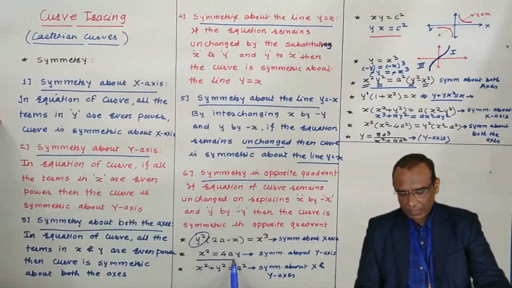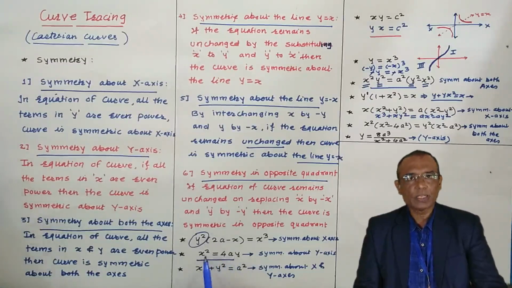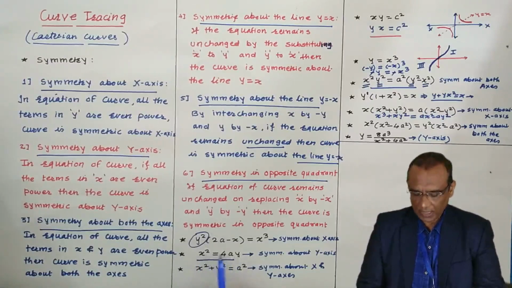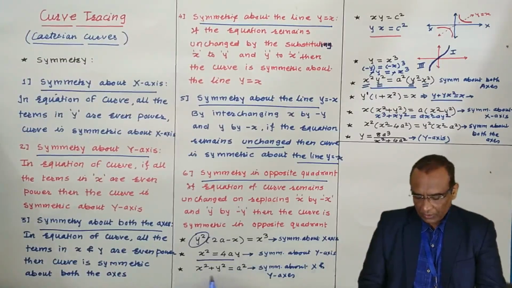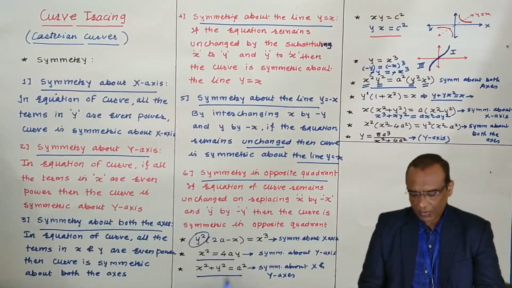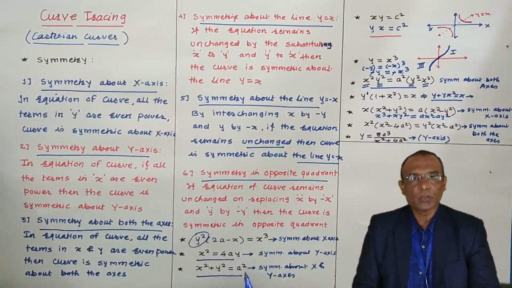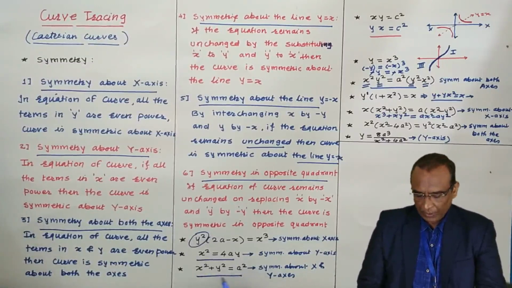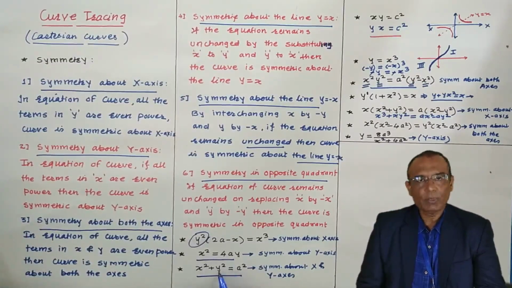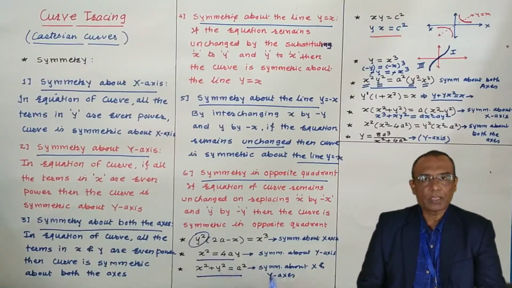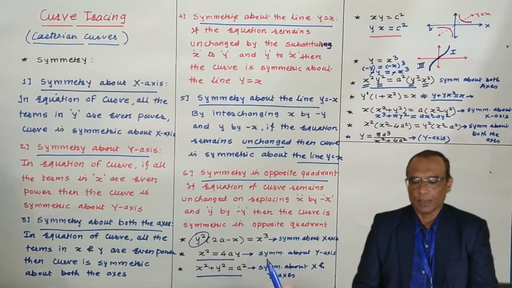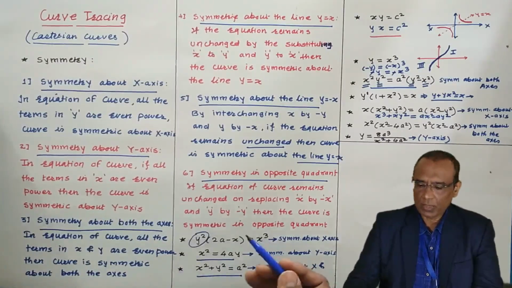In the next curve, all the terms in x are of even power. No doubt there is a single term in y, but all the terms in x are of even power. Therefore, it is symmetric about the y-axis. This equation is the equation of a circle with center 0, 0 and radius a. Here all the terms in x are of even power, and all the terms in y are also of even power. Therefore, this curve is symmetric about both the axes, you can see.